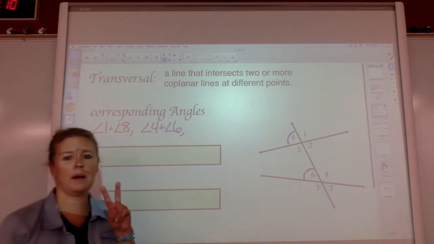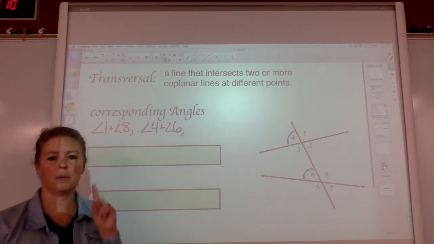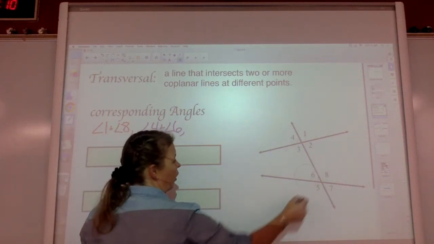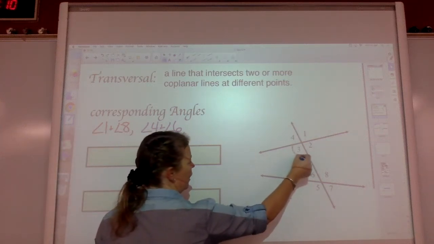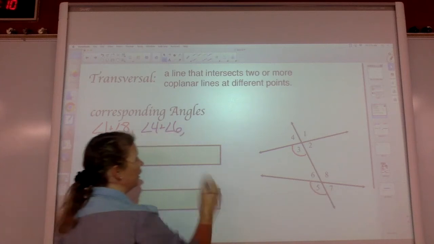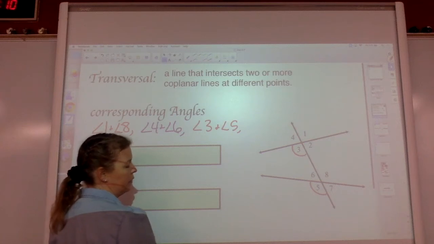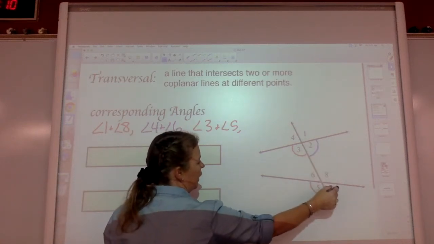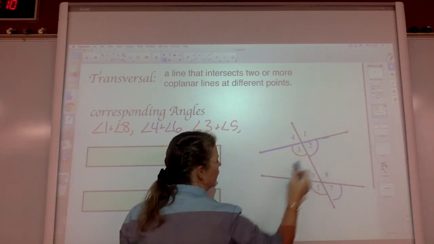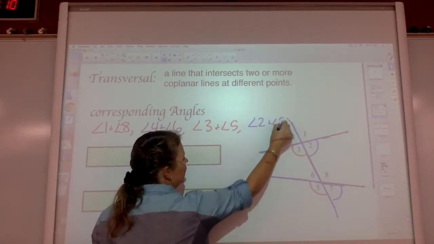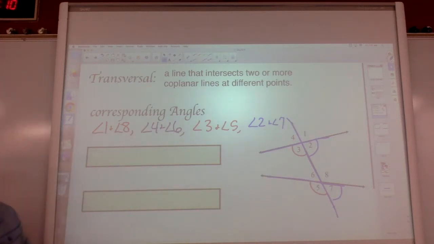Go ahead and find 2 more pairs. See if you can find the other 2 pairs. Pause it for a second and come back when you found them. Hopefully your 2 pairs that you found when you came back, we now have the lower left-hand corner, angle 3 and angle 5. And we have the lower right-hand corner, angle 2 and angle 7, both below the line, but to the right of the transversal for angle 2 and angle 7. So corresponding angles has 4 different pairs when you have that sort of a diagram. 2 lines and a transversal.